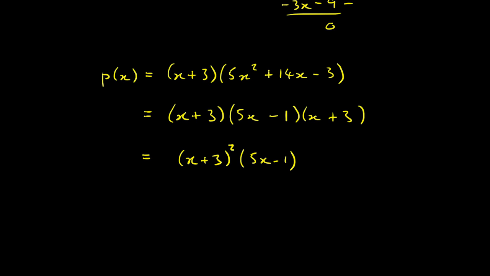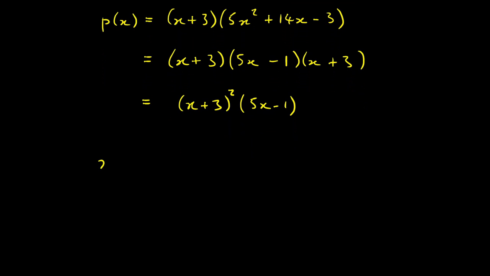And so our solution is going to be x equals -3 repeated. So you could put x equals -3 and -3, and then x is equal to a fifth. Now, this result here actually should make perfect sense because in the question we are told that -3 is a root of the polynomial and it's also a root of the derivative.